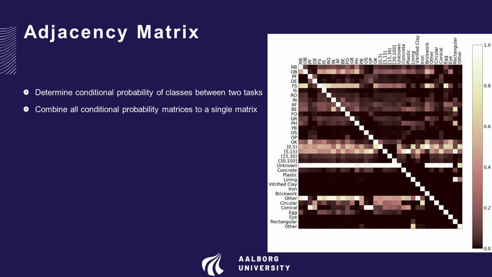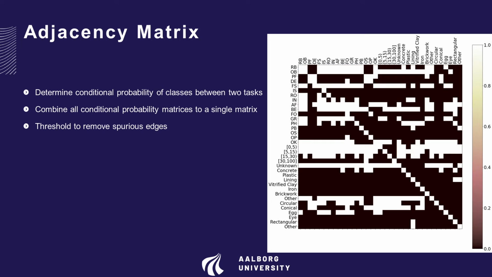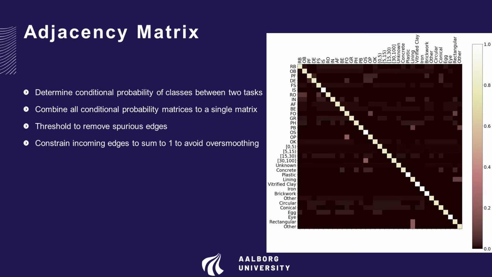An essential part of our proposed method is the graph neural network refining class embeddings based on the relationship between classes. These relationships can be inferred dynamically using attention, or they can be provided beforehand. When we explicitly provide the class relationship information, we do this using an adjacency matrix. We compute the adjacency matrix by first calculating the conditional probability between all classes across all tasks. We then threshold the matrix in order to remove spurious edges, and then constrain the edge weights to sum to 1 in order to avoid the oversmoothing problem.